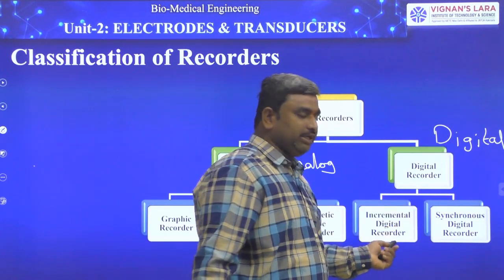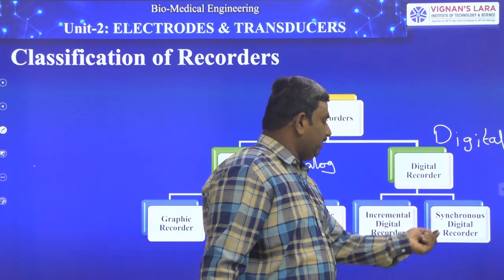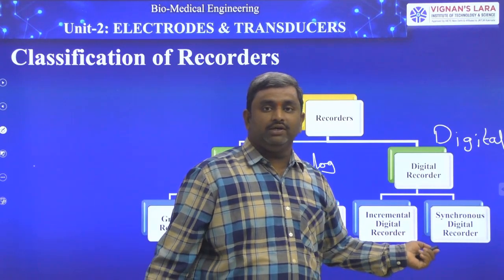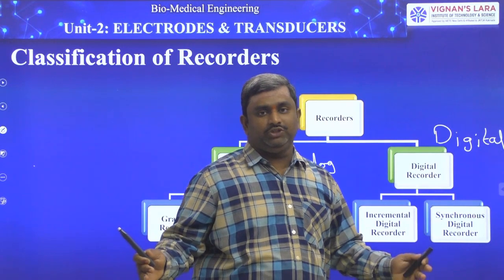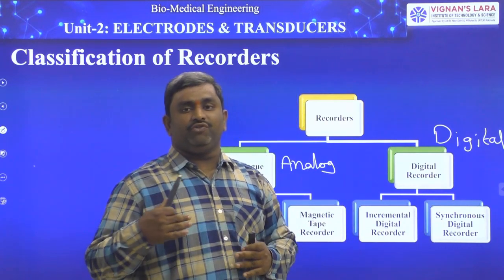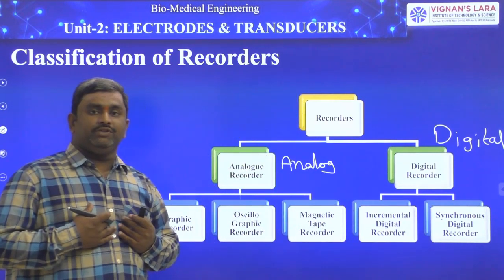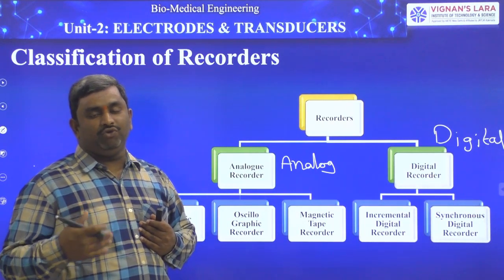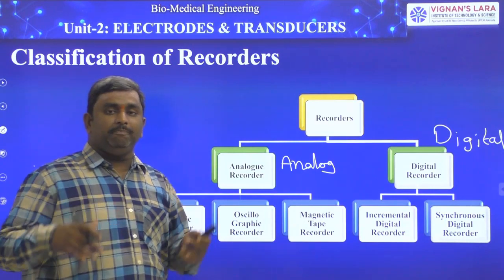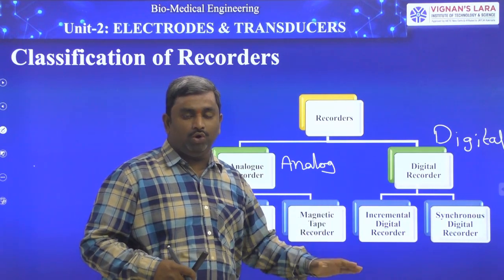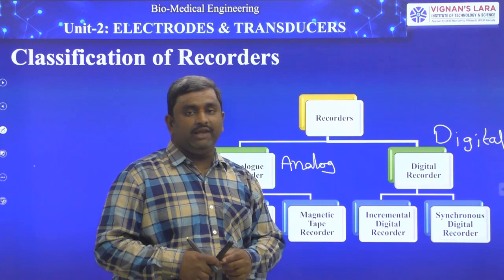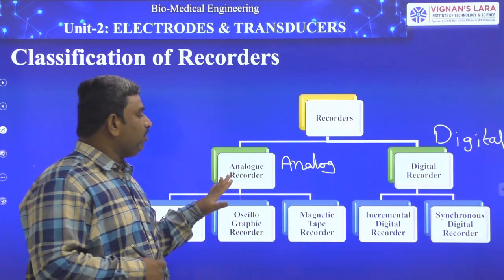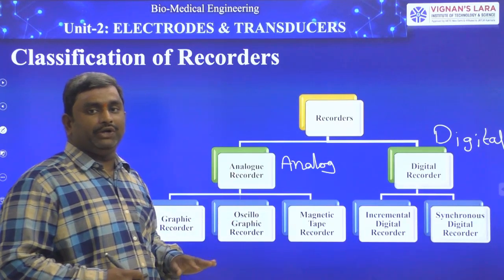Next, digital recorders: the incremental digital recorder and the synchronous digital recorder. These are the different types of recorders. They will collect a lot of information from our physiological system, that means with respect to the heart, how the blood pressure is working and how the blood flow is working. The remaining parameters we can store or record by using digital recorders. So in our fifth unit, we will first concentrate on the analog recorders.